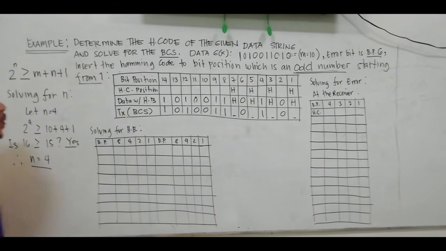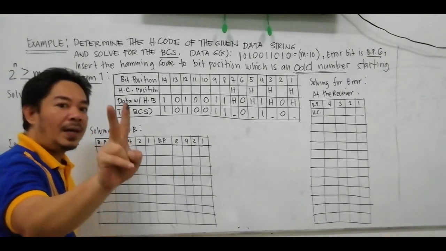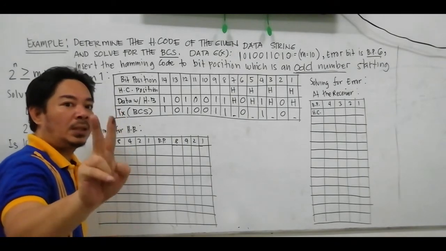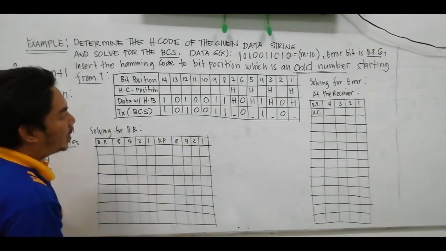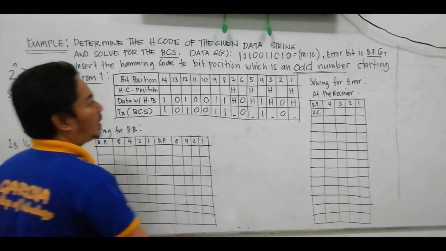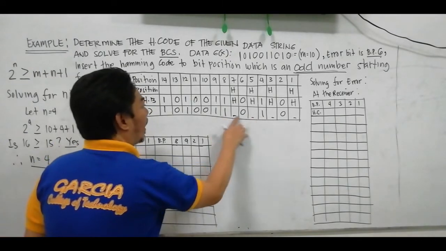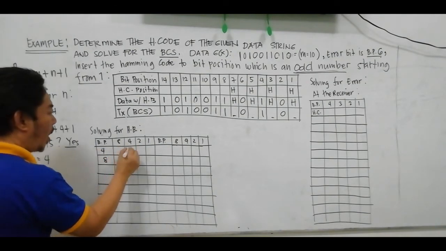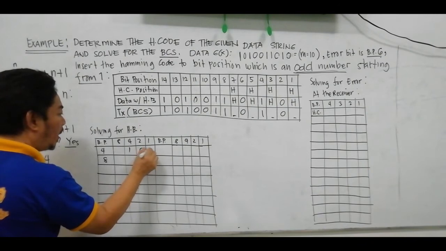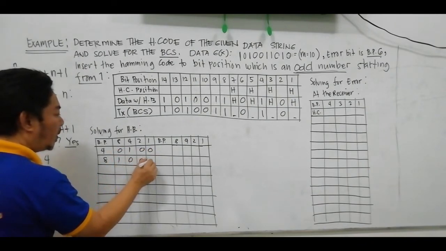What we're going to do is to extract the first two bit positions which are logic 1. So the bit positions with logic 1 are 4 and 8. So 4 is 1, this is 0, this is 0, this is 0. 8 is 1, this is 0, this is 0, this is 0.